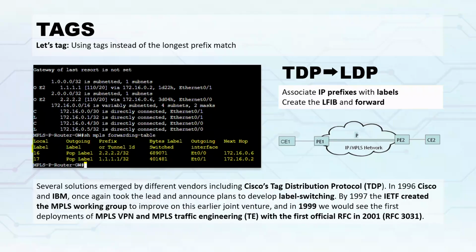Now, if you look over to the left, we can see the local tags here, and sometimes there are outgoing tags, but you can see tag 16 is the label for this network, tag 17 is the label for this network, and so on. So it associates these tags with the IP prefixes, and it creates predetermined pathways. It's very important: MPLS creates predetermined pathways based on these labels.